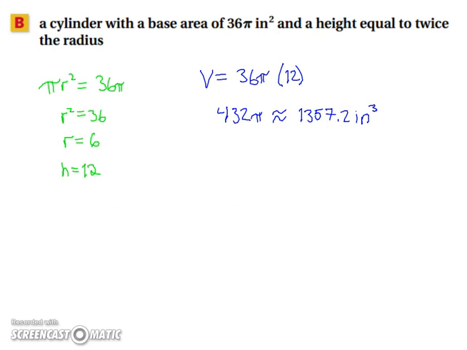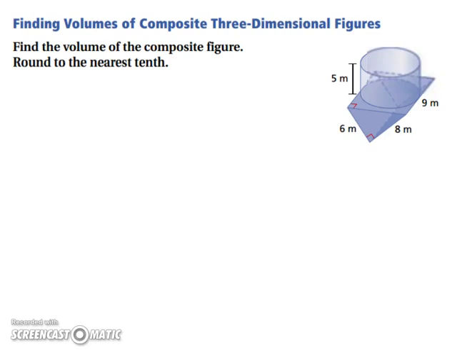Alright, well, let's try dealing with composite figures. Find the volume of composite three-dimensional figures. Find the volume of the composite figure and round to the nearest tenth. So to do that, you're going to find the volume of one figure and find the volume of the second figure and then just add them together. Unlike in surface area, you don't have to worry about what parts are touching what and what you need to subtract. So take a moment and try this next one on your own.